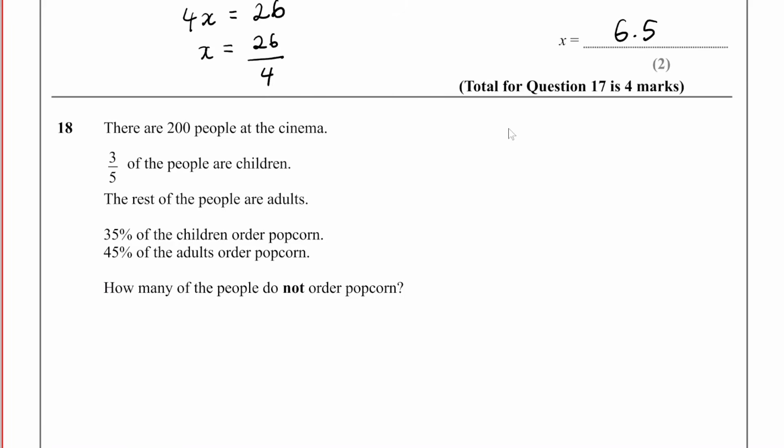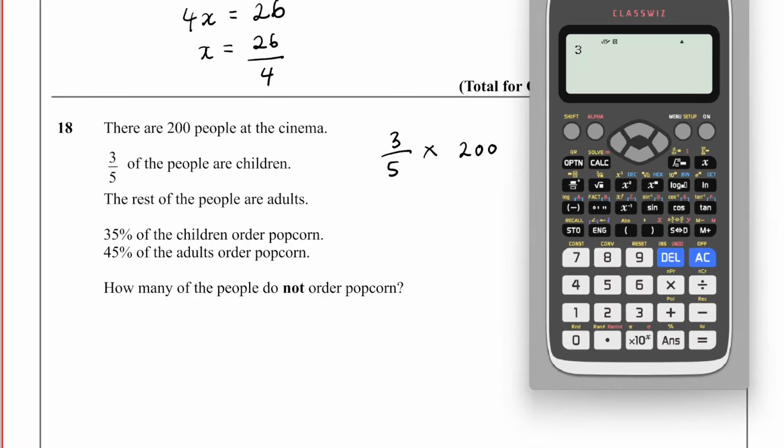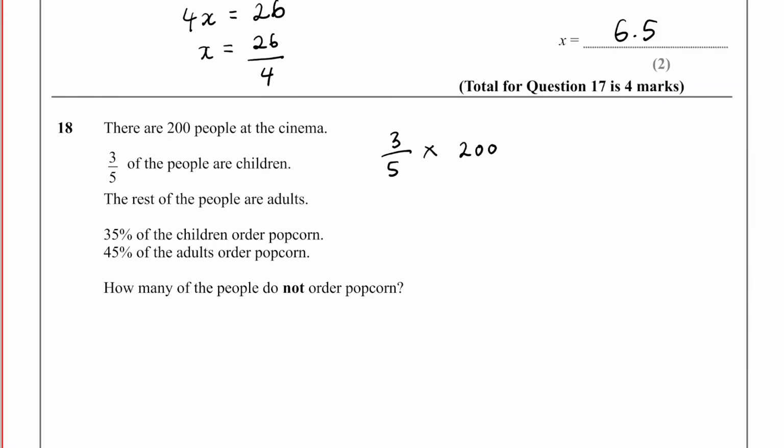Question 18. There are 200 people at the cinema. 3/5 of the people are children. So if we want to work out 'of', we can just write times. So 3/5 of 200, and I can just type that into the calculator. 3/5 of 200 is 120. So that means the rest are adults. 200 take away 120, that means there are 80 adults.